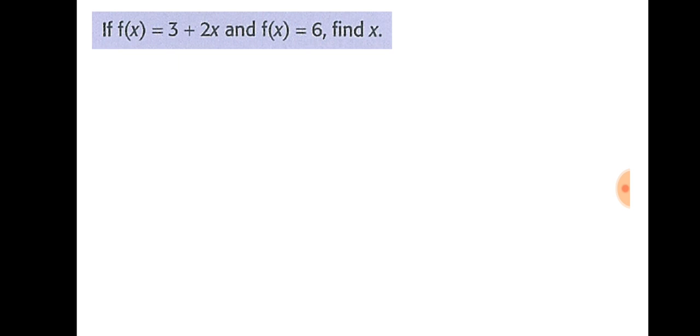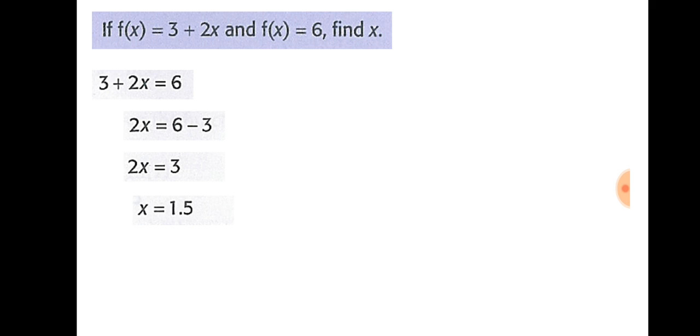If f of x is equal to 3 plus 2x and f of x equal to 6, find x. So here the function f of x is equal to 3 plus 2x, and again it is given that f of x is equal to 6. So both are same. So we equate both of the expressions. 3 plus 2x is equal to 6, and subtract 3 on both sides and divide with 2. We get x as 1.5.